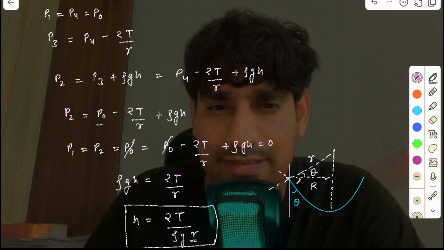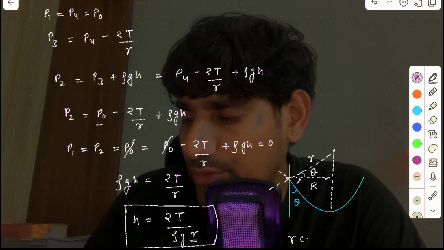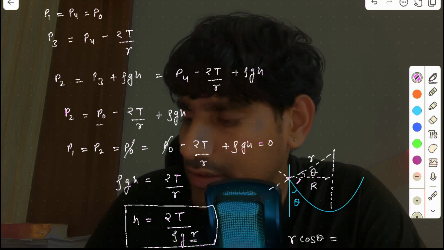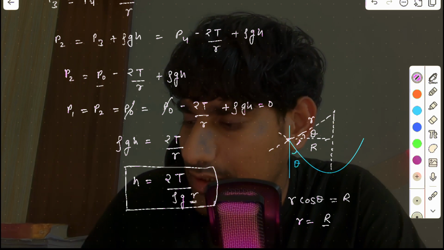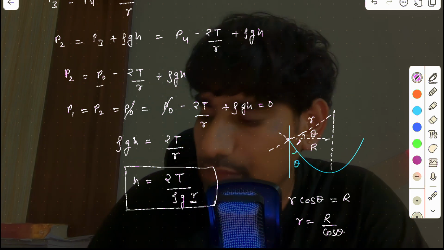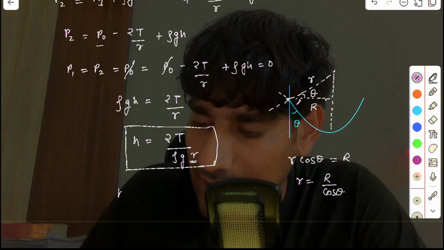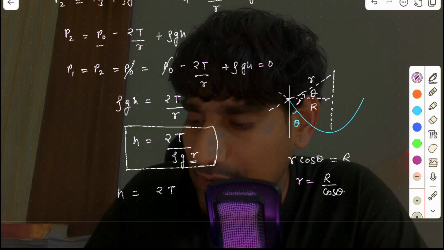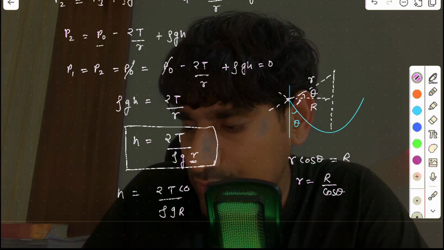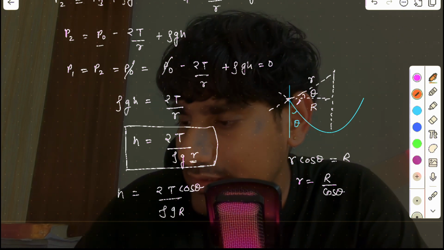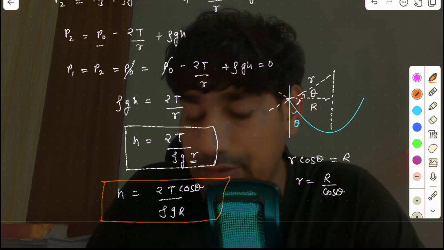So what is the relation between capital R and small r? Can I say that capital R cos theta is equal to small r? All right, so the small r value becomes capital R divided by cos theta. So if I substitute this value right here, then I'm going to get that h is 2T divided by rho g capital R divided by cos theta. Cos theta will go in the numerator. So this is the capillary rise height formula. h is equal to 2T cos theta divided by rho g R.